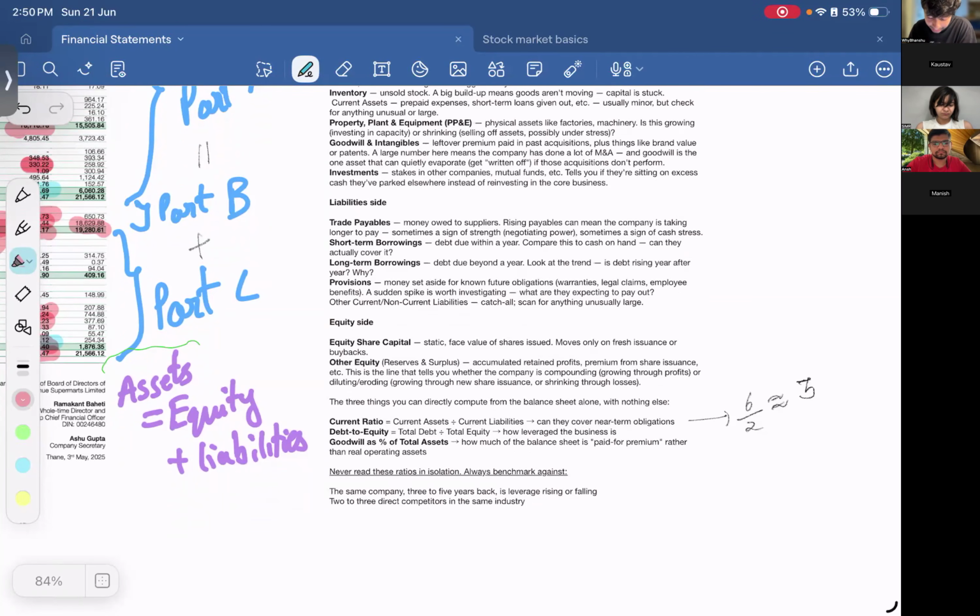Equity side, equity share capital, which is a static face value of shares issued, exactly what I said. It moves when you issue more shares. Other equity, which is your reserves and surplus, is accumulated retained profits. That's also exactly what I said.